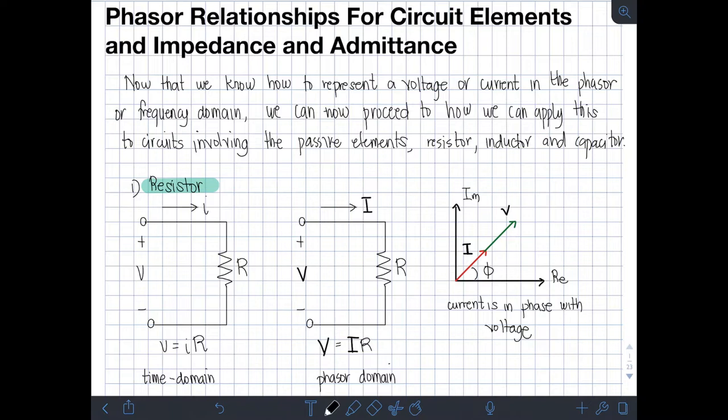So sabi, now that we know how to represent a voltage or current in the phasor or frequency domain, we can now proceed to how we can apply this to circuits involving the passive elements resistor, inductor, and capacitor. Okay, so yun na nga. Dahil alam na natin yung concept ng phasor or pagka-transform ng voltage or current in frequency domain or phasor form, pwede na natin alamin kung saan ba yung application nito dito sa ating passive elements, resistor, inductor, and capacitor when relating the current flowing through them and the voltage drop across them. Okay? So, magsimula tayo sa resistor.